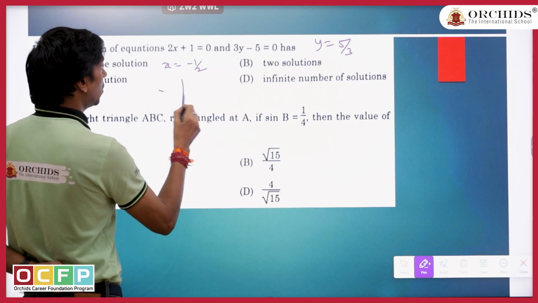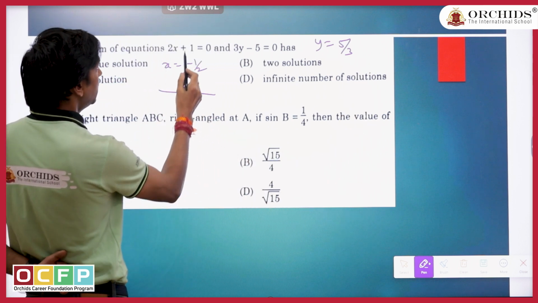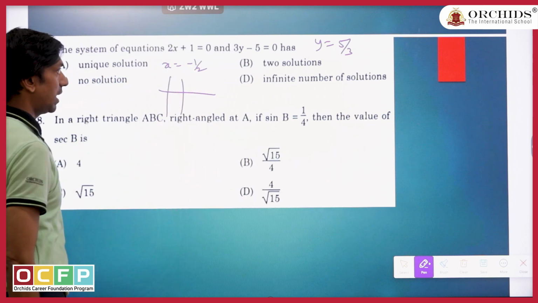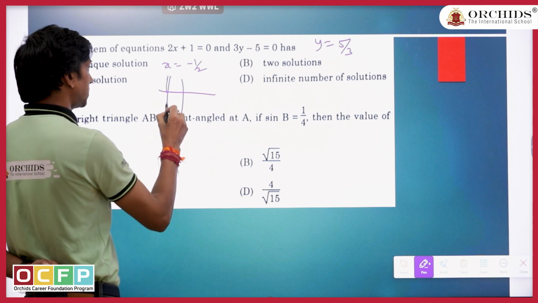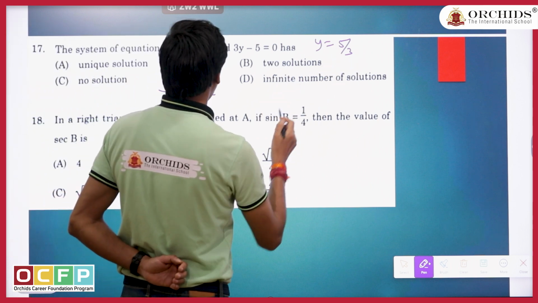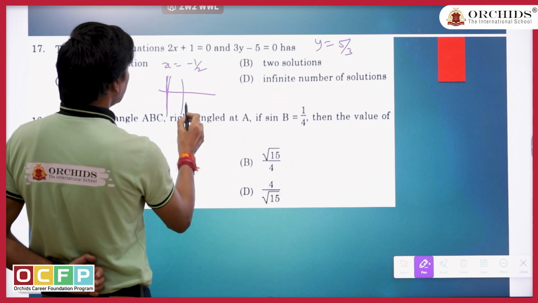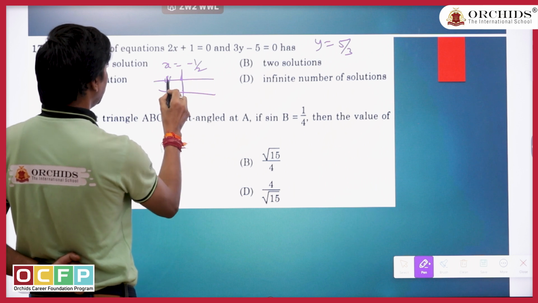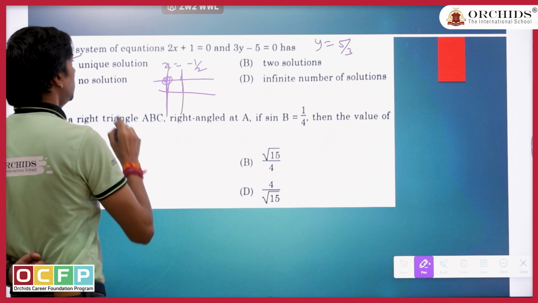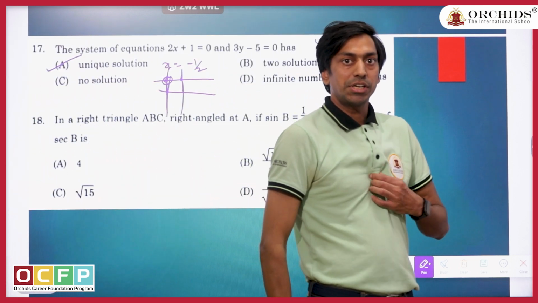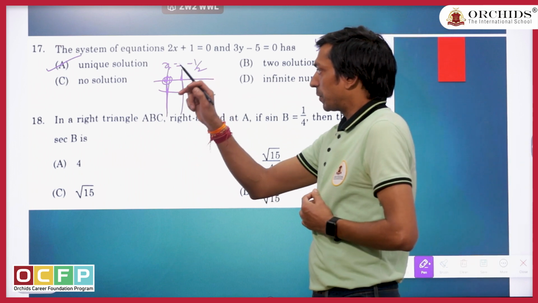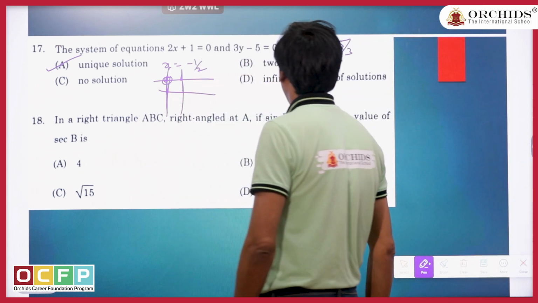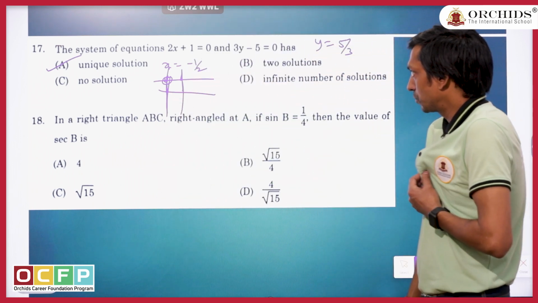If you quickly draw this, x equal to minus 1 by 2 will be a graph something like this, and y is equal to 5 by 3 means the graph will go from somewhere this side. So we are having one point of intersection, that means it is having a unique solution. Both are perpendicular lines, they will intersect somewhere and give us a unique solution. So the answer for this question is unique solution.